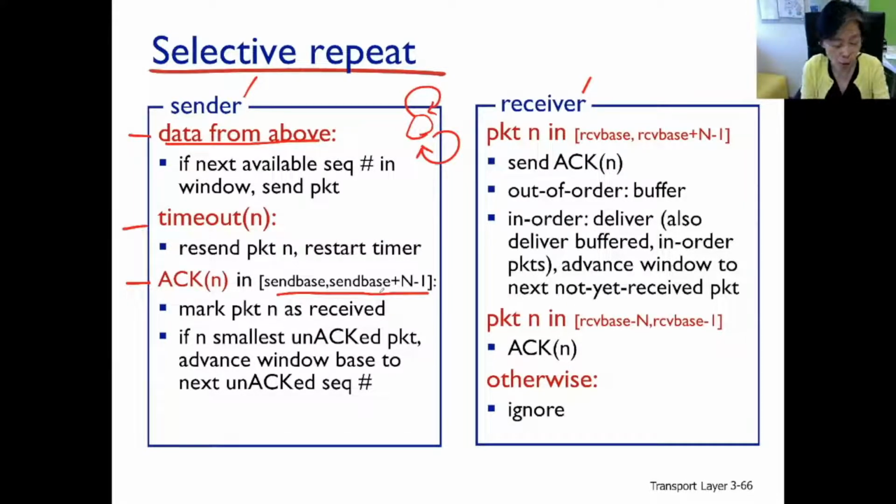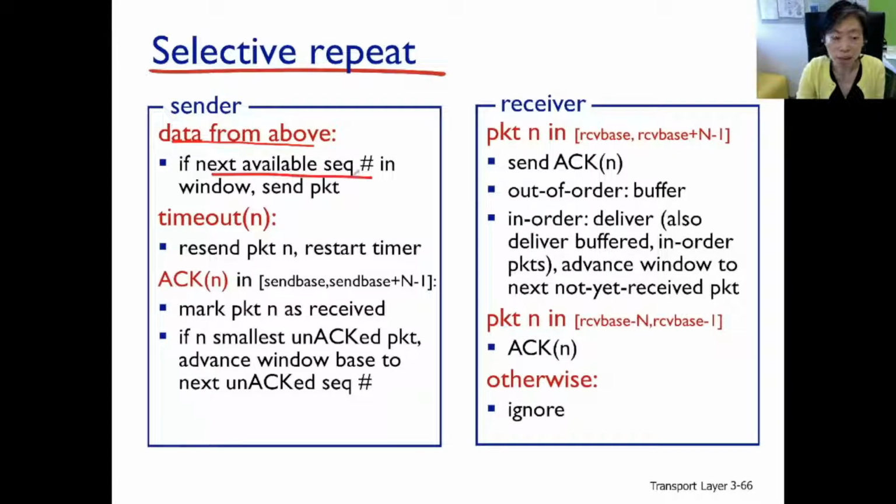So now let's go over the finite state machines of the sender and receiver. Sender side, when there's a call from above, if the next available sequence number is within the window, send the packet. And you know how to check whether the next available sequence number is in the window: the nextseqnum should be less than base plus n. Second is the timeout event. If our timer times out for packet sequence number n, we retransmit packet n and restart the timer.